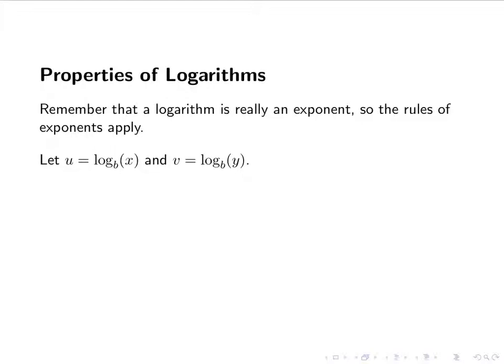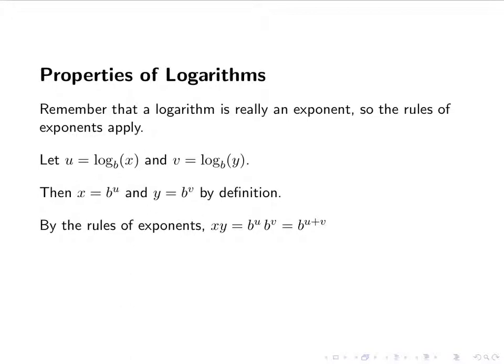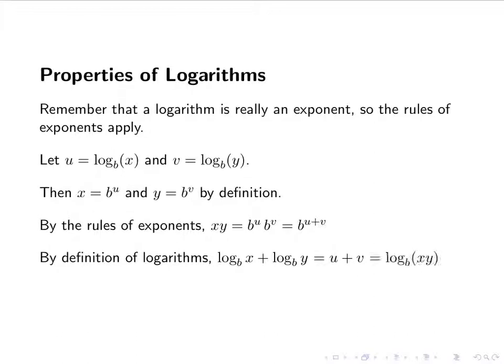So we're going to let u equal log base b of x and v equal log base b of y. By definition, this means x equals b to the u and y equals b to the v. So by rules of exponents, we have that x times y equals b to the u times b to the v, which equals b to the u plus v. By definition of logarithms, log base b of x plus log base b of y equals u plus v, which by the definition is log base b of xy, because b to the u plus v is xy.